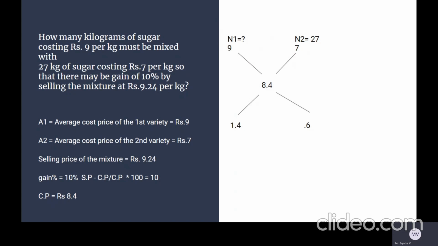Right, by now you might be getting the hang of how to do it. This ratio that you get finally is always equal to N1 by N2, the ratio of the quantities. So we are required to find N1 here. Let's see what we get. N1 by N2 is equal to 1.4 by 0.6, which is equal to 7 by 3, and 7 by 3 is equal to X by 27, N1 by N2. So your X is 63.